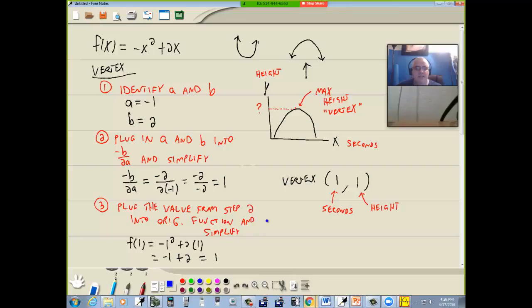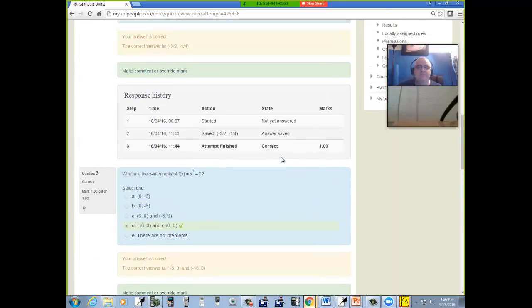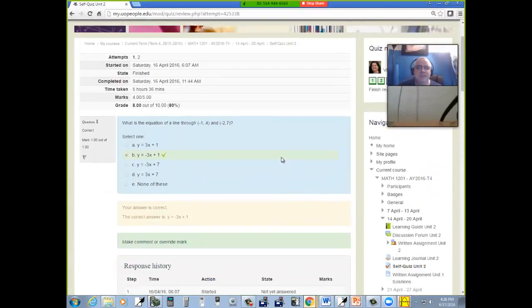Right, that's this right here, f of negative b over 2a. This is where you take the value from step 2 and you plug it back in the original function. Now what other ones did you want to see?